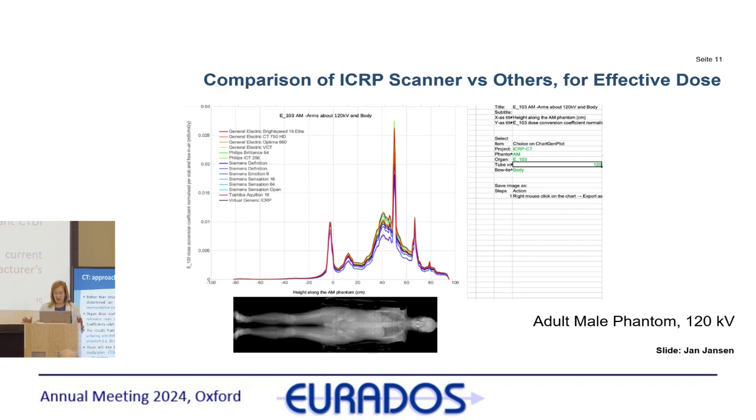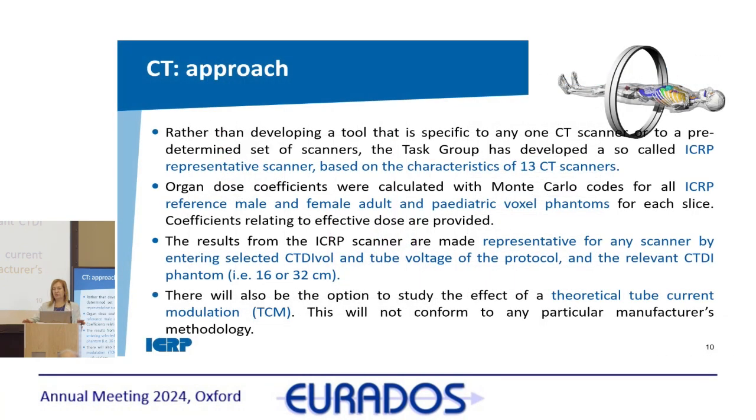So with this ICRP scanner, simulations were done for all the 12 ICRP voxel reference phantoms, the 2 adult and the 10 pediatric ones. And the results can be made representative for any scanner by entering selected CTDIvol and tube voltage of the protocol and the relevant CTDI phantom, head or body.